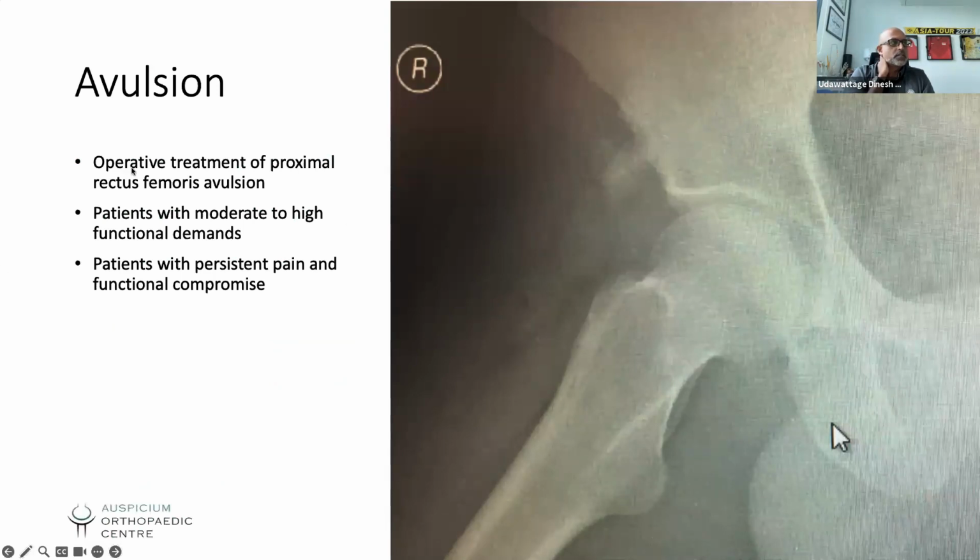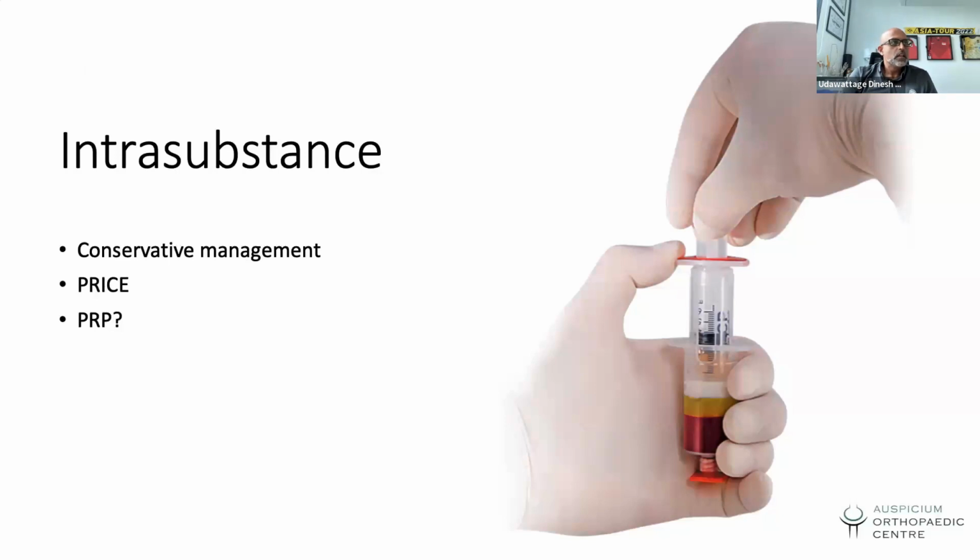So, of course, if there's an avulsion, if a bit of the bone has been pulled off, and the patient is somebody who's got high functional demands and so on and so forth, of course, we go for a more surgical approach in terms of repairing that area, or if it's somebody who has persistent pain with a functional compromise. Now, of course, none of the cases that I went through had any issues with avulsion, so we'll just skip over that now. The next thing is when there's an intrasubstance injury.